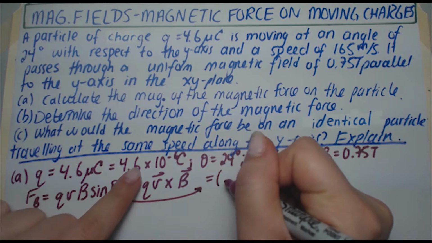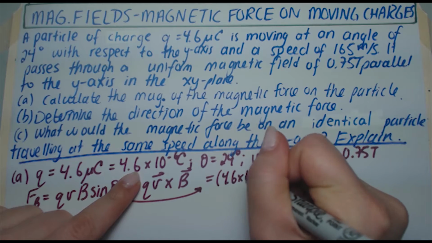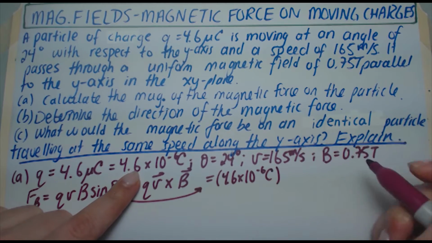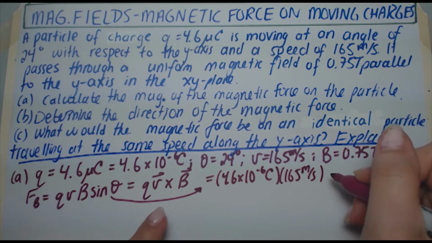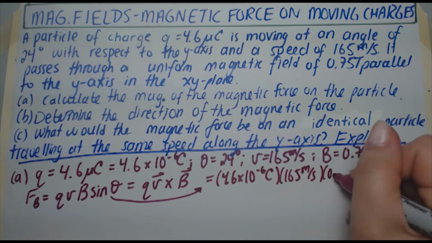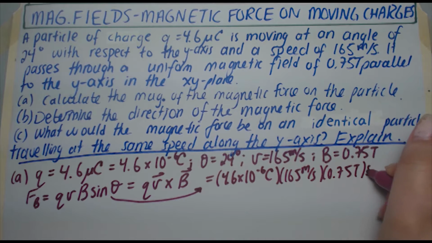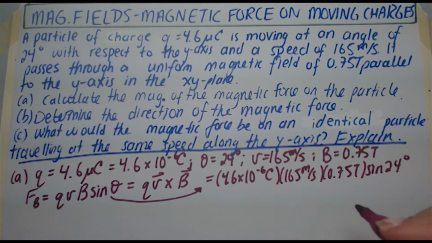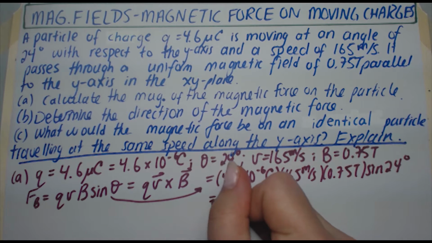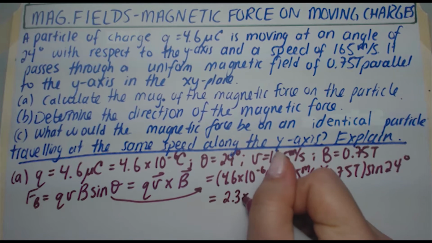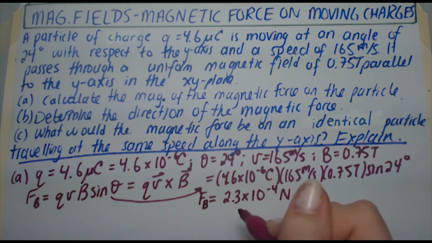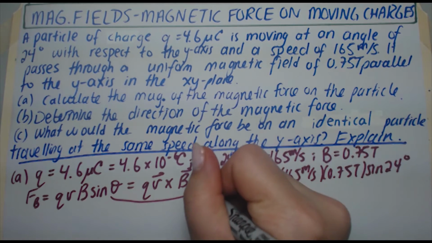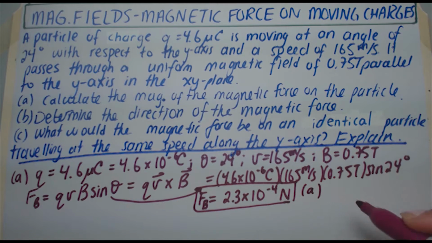So Q is right here, 4.6 times 10 to the minus 6 coulombs. V is 165 meters per second. And then B is 0.75 Tesla times sine of theta. Just make sure your calculator's in degrees, because a lot of times people change it to radians. Multiply those out, and you're going to get 2.3 times 10 to the minus 4 newtons. We're only asked for the magnitude, so that is our answer for A.